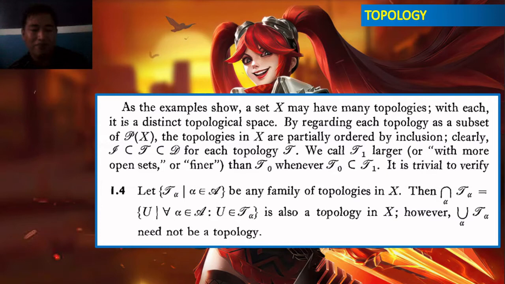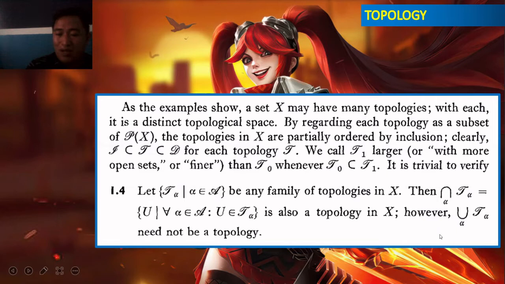Okay, 1.4. If we have a family of topologies on X, all the tau alpha such that alpha is an element of script A, this family can be finite or infinite. The earlier X with elements a and b has only two elements, so the topologies created are finite, only four. Now if we intersect them, the intersection of the tau alpha is equal to the set of U such that U is an element of tau alpha for all alpha in script A. It is also a topology on X. So our intersection is a topology.